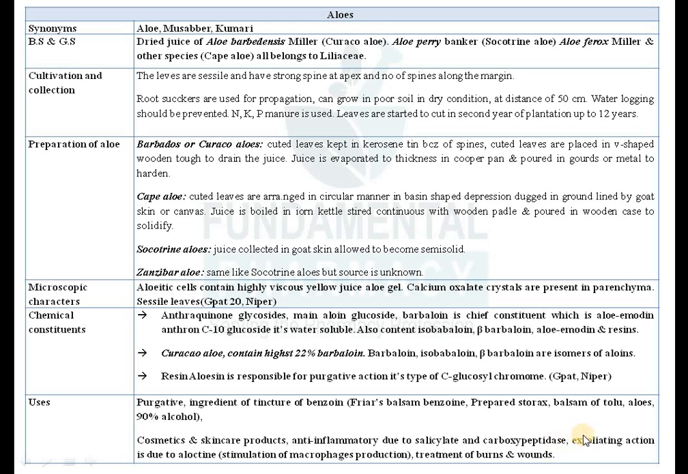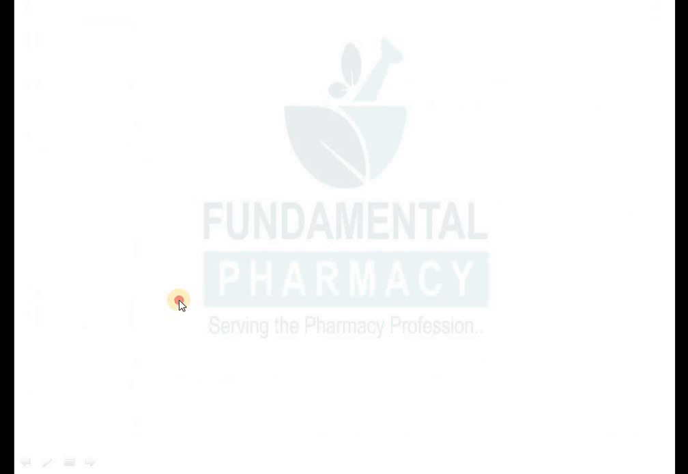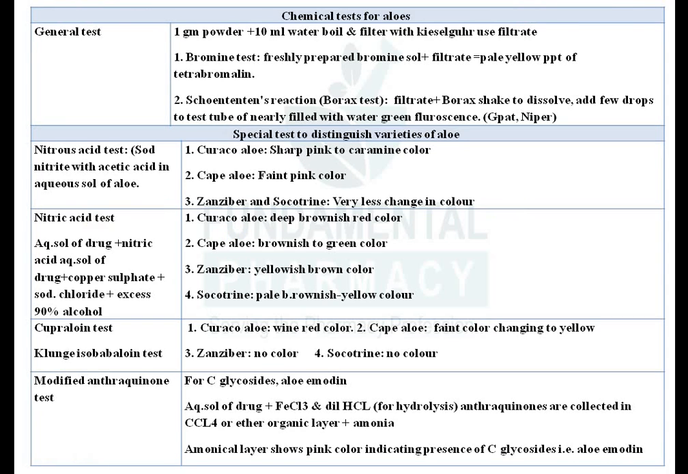कॉस्मेटिक में इसका यूज होता है, it is exfoliating, exfoliating means it will remove your dead cells, that is exfoliating. It also stimulates macrophages production, so that's why it is acting as an exfoliating agent also. So it is also used in the treatment of burns and wounds, is aloe vera. Now we'll see chemical test for aloes. There are different chemical tests for aloes.